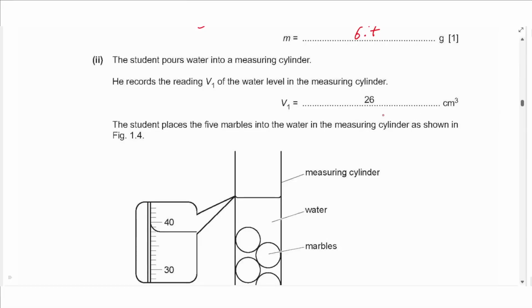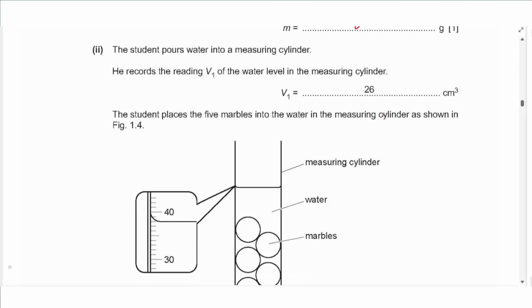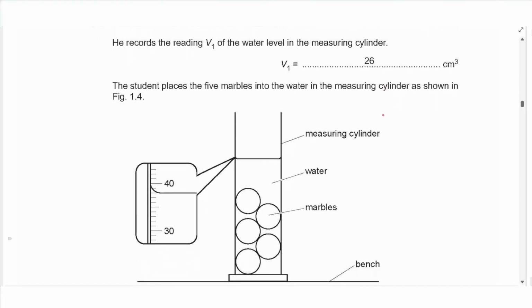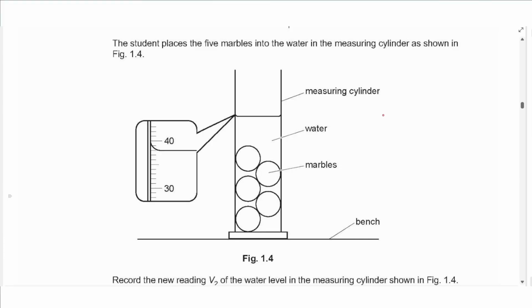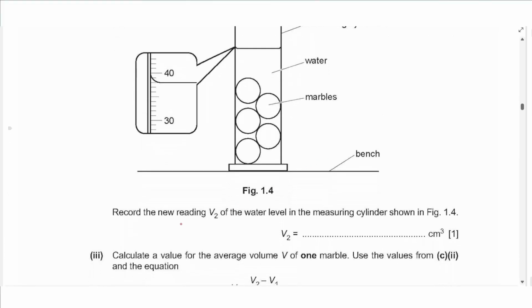Question I says the student pours water into a measuring cylinder. He records the reading V1 of the water level in the measuring cylinder. That's water without anything. That's 26 centimeter cubed. The student places the 5 marbles into the water in the measuring cylinder as shown in figure 1.4. Record the new reading V2 of the water level in the measuring cylinder, which is in this picture. So we have here, it's below 40, so it's 30 something. This is 35, 36, 37. This is 38 centimeter cubed.